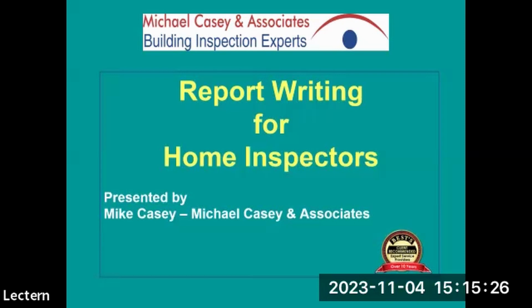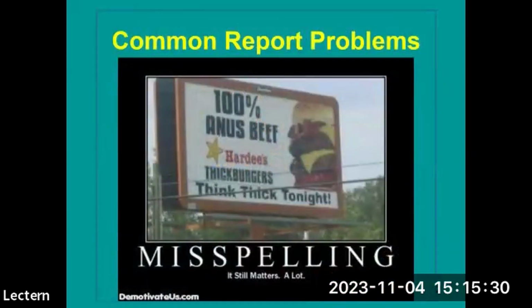What are the areas that are most problematic? Well, number one is spelling. One missing letter can make a big difference. A simple missing letter is a huge difference for thinking thick tonight. Okay? You know, just missing a simple G is a problem.